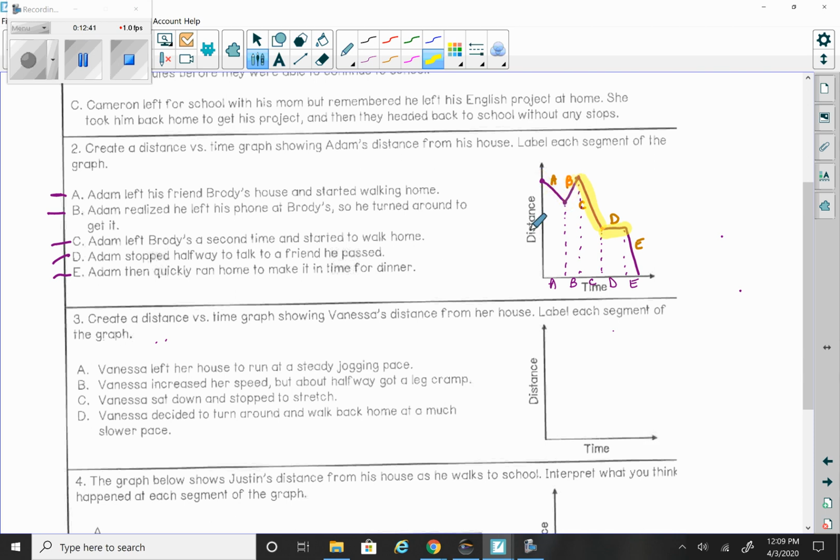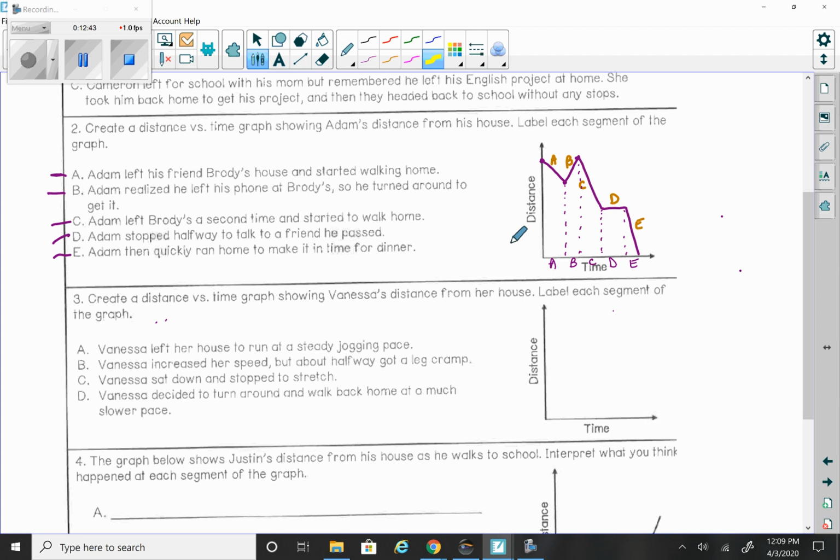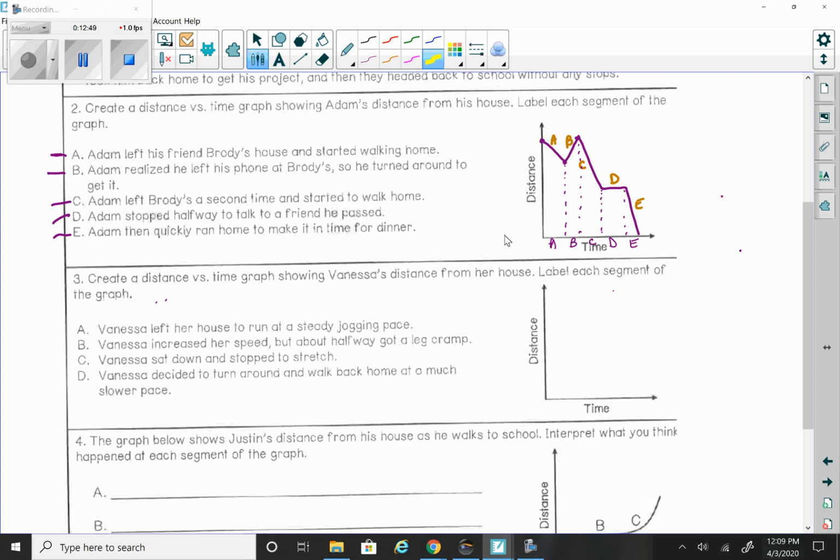So down here in number 3, it says create a distance versus time graph showing Vanessa's distance from her house. Label each segment. So I'd like you to pause the video and go ahead and try to do the same thing that we're doing in number 2. Do the same thing in number 3. Read the descriptions. You have 4 different sections I should see in your graph, and make sure you label them A, B, C, and D. So pause it and try number 3.